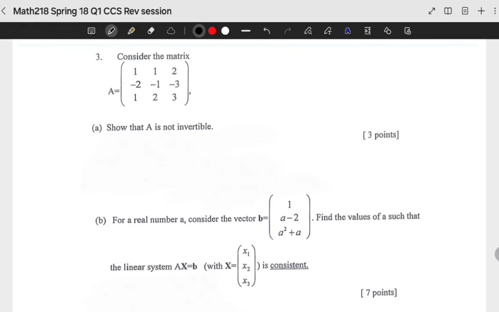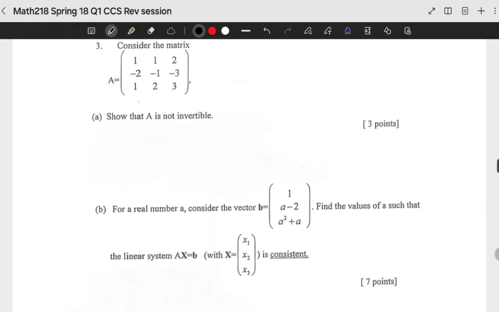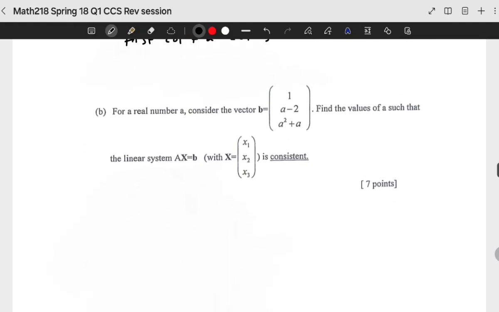You can also try to calculate its determinant. These are both valid ways. And you can also try to get it to reduced row echelon form. And if its reduced row echelon form is equal to the identity, then it's invertible. Otherwise, it's not invertible. So the simplest thing to write here is that first column plus second column equals third column. So A is not invertible.